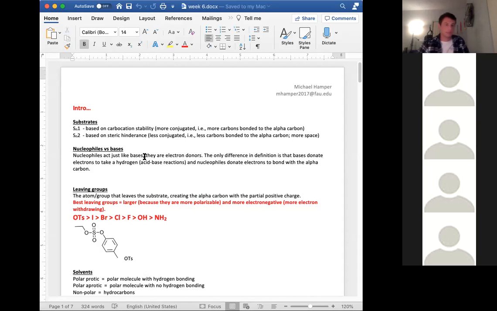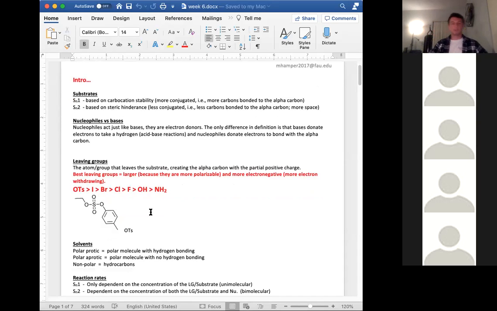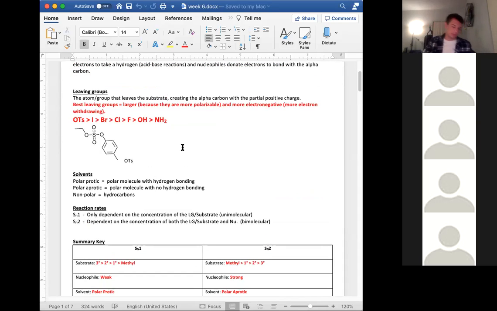So substrates: primary, secondary, tertiary, more substituted. Leaving groups: the bigger the better. Think of it as holding somebody off a cliff. What are you more likely to drop, a big person or a small person? A big one, right? It's going to leave easier.